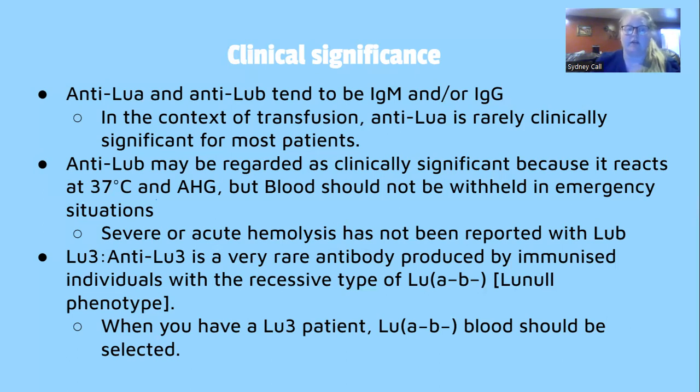Anti-LU3 is a super rare antibody produced by immunized individuals with the recessive type of the Luthern system, A minus, B minus, or the LU null phenotype. So if you do have one of these patients, the blood that should be given in an emergency or in a transfusion should be LUA negative, B negative. So that should be used.